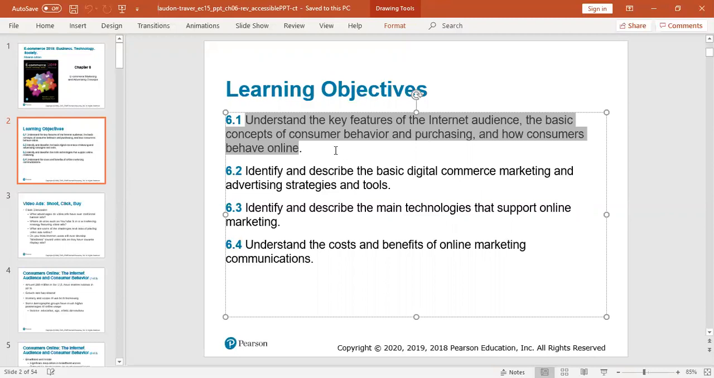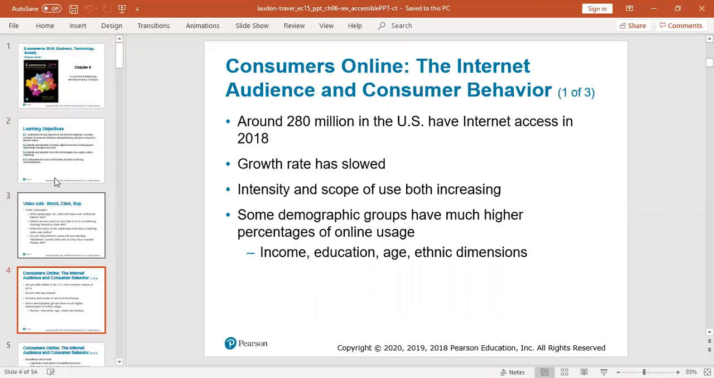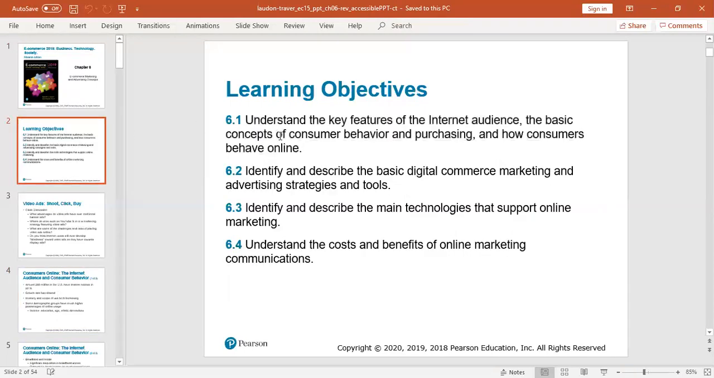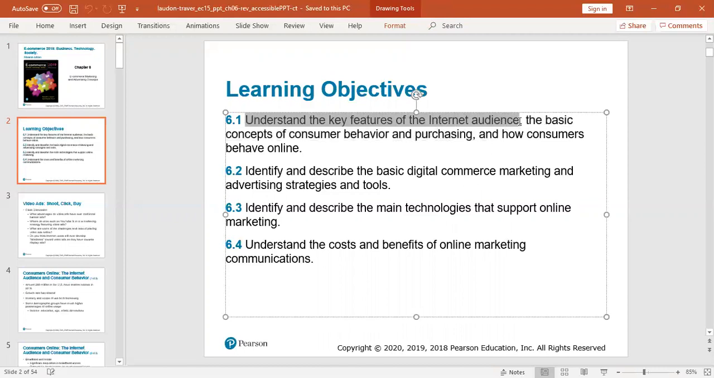So starting off with Article 6.1, what do I have first? We are discussing the key features. We are developing an understanding of the key features of the internet audience. Okay, let's bite size Article 6.1. We are discussing first the key features of the internet audience. Okay, right, who they are, and what is similar and dissimilar in them with relevance to the offline audience and other things. Let's start.